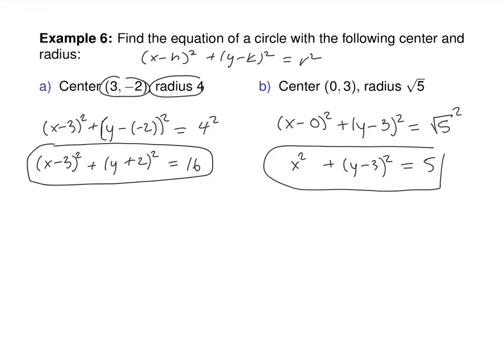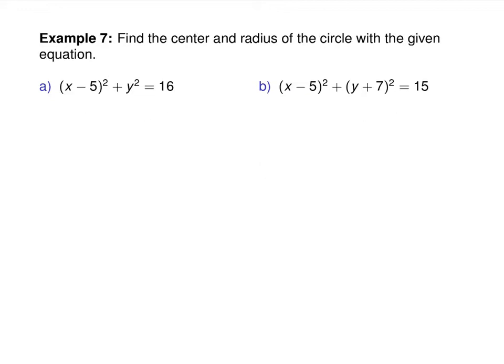So does it make sense? We took centers and radii and made an equation. How would you take an equation and extract the center from it? So for example, look at the next problem. That's what you're supposed to do. You say, I gave you this equation. What's the center? What's the radius?